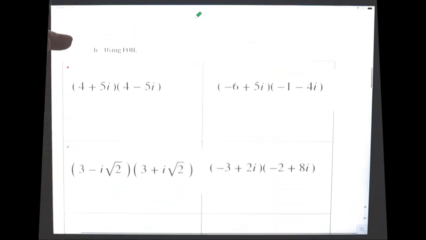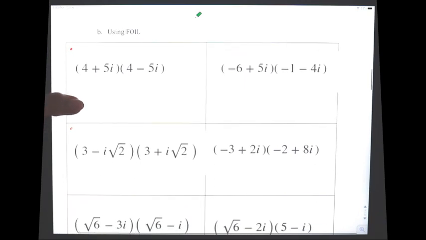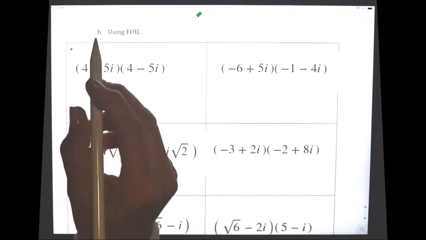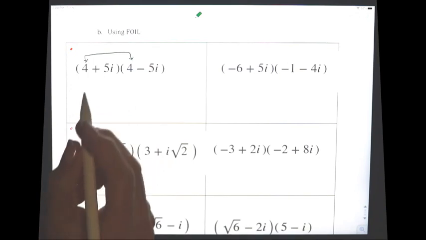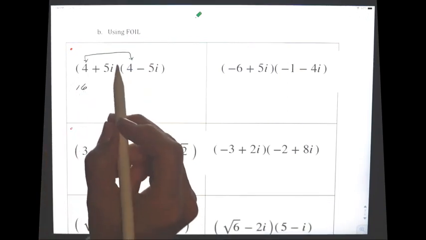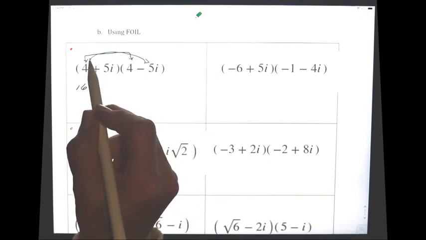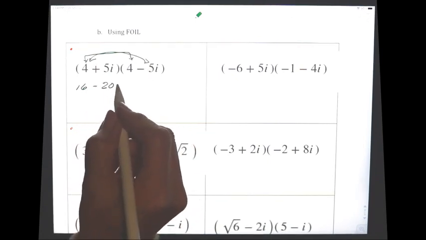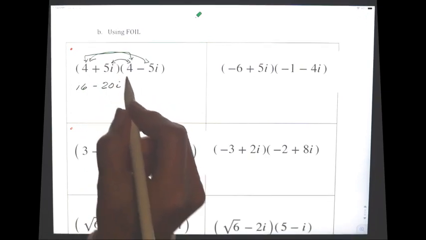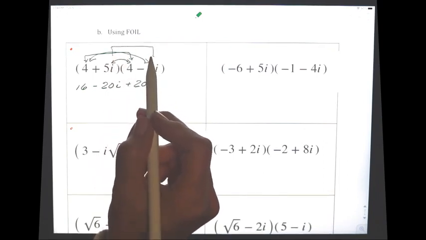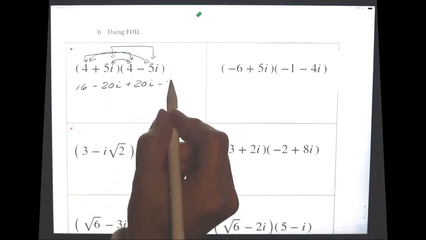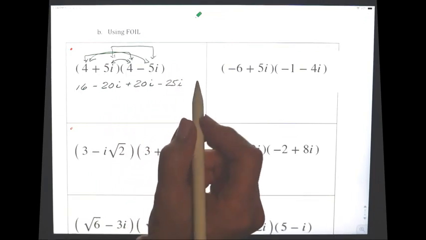I wanted to show you a couple using FOIL, first, outer, inner, last. So I've got a binomial complex number 4 plus 5i and another complex number 4 minus 5i. So I'm going to do first times first, just like you did in your beginning algebra class. So 4 times 4 is 16. Then I'm going to perform the outer product, and I see a negative 20i there, and the inner product, which is a positive 20i, and then I'll do last times last, which is going to give me the negative 25i squared.